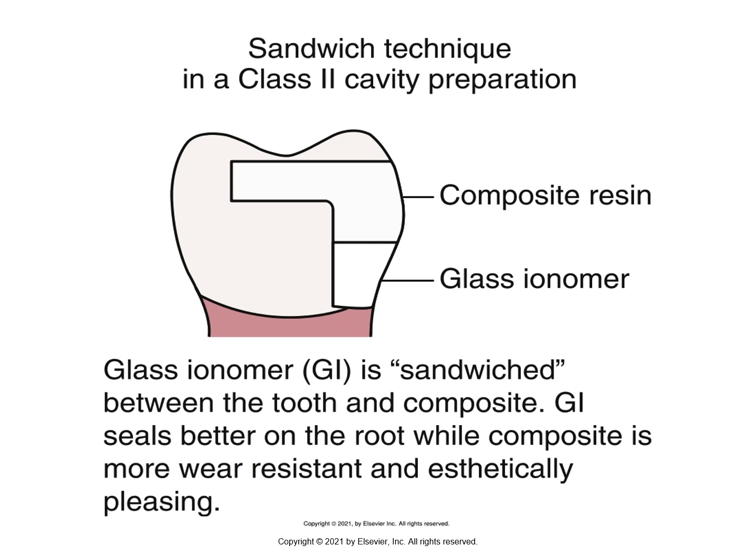A glass ionomer sometimes is sandwiched between the tooth and composite. So we're using the glass ionomer in this particular cavity prep kind of down by the gum line, and then we're putting composite resin over top of that. That gives us the benefit of the fluoride release, and then we've got the strength of the composite and the polishability of the composite resin on top. When two or more materials are used like this, they'll call that the sandwich technique, where they layer different materials.